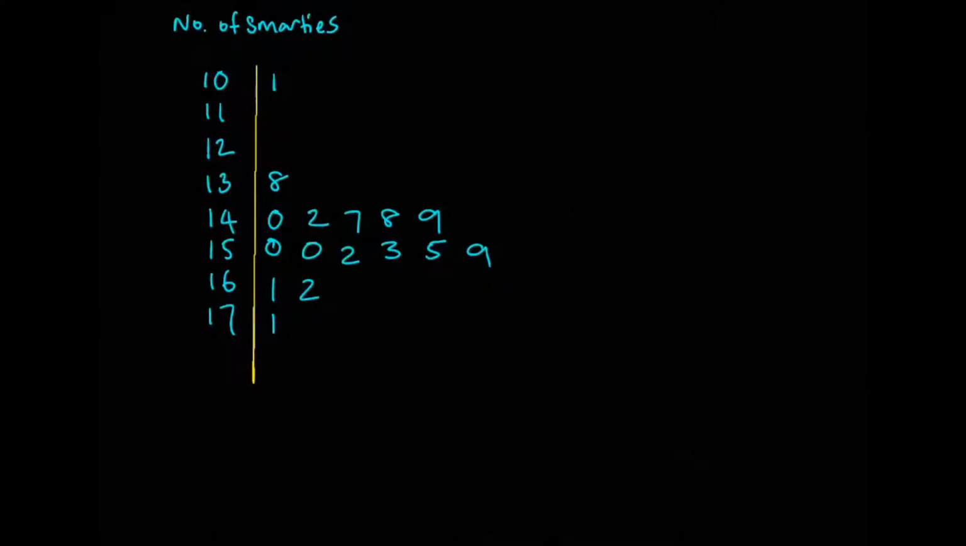So firstly, let's find the minimum. So the minimum is the lowest number, which is 101. Maximum, that is the highest number, which is 171. Right, let's find the median.